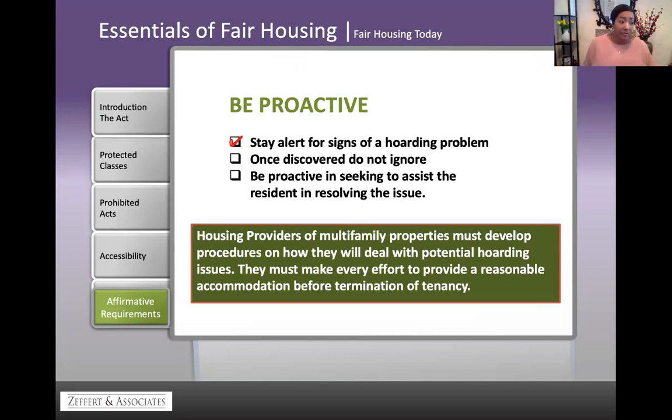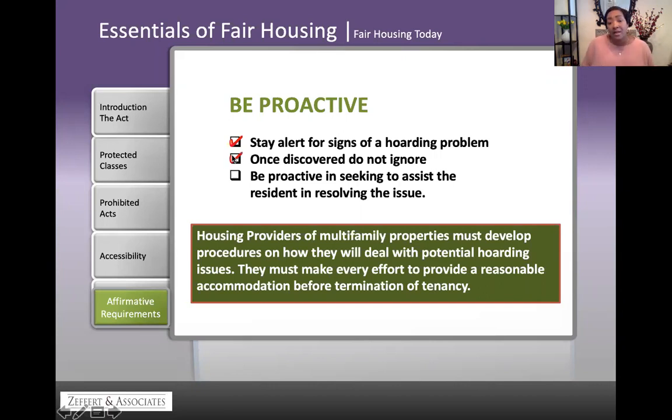So unit inspections could be one way. The other one could be through your maintenance teams. Your maintenance teams are constantly going in and out of units too. Make sure they understand what hoarding is and things to be on the lookout for to alert you.